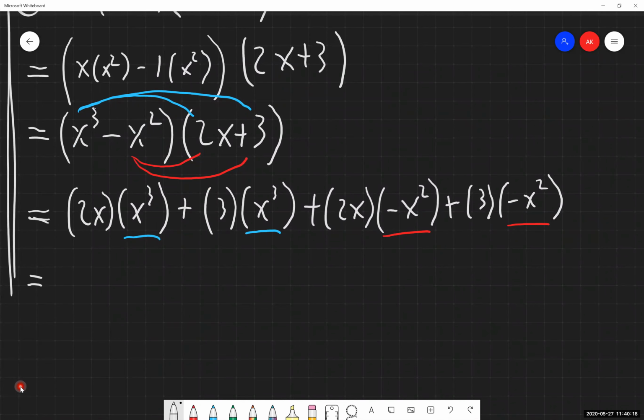So I have 2x times x cubed. That's going to give me 2x to the 4th. Plus 3 times x cubed. It's going to give me 3x cubed. Then I have 2x times negative x squared. A positive times a negative is a negative. 2 times 1 is going to be 2. X times x squared is going to give me x to the third. And then lastly, I have 3 times negative x squared. Positive times a negative is a negative. 3x squared.